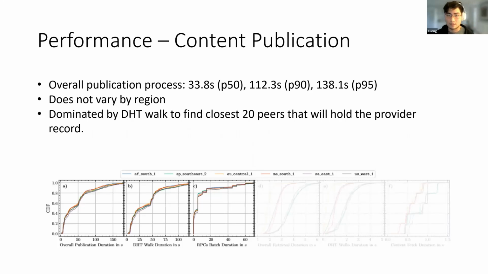Next, we look at the performance numbers. This is the performance for content publication. The overall publication process takes around 30 seconds for P50, 112 seconds for P90, and 138 seconds for P95. If you look at the graph down here, the overall publication process does not vary by region, and it is dominated by the DHT walk to find the closest 20 peers that we hope to provide a record.